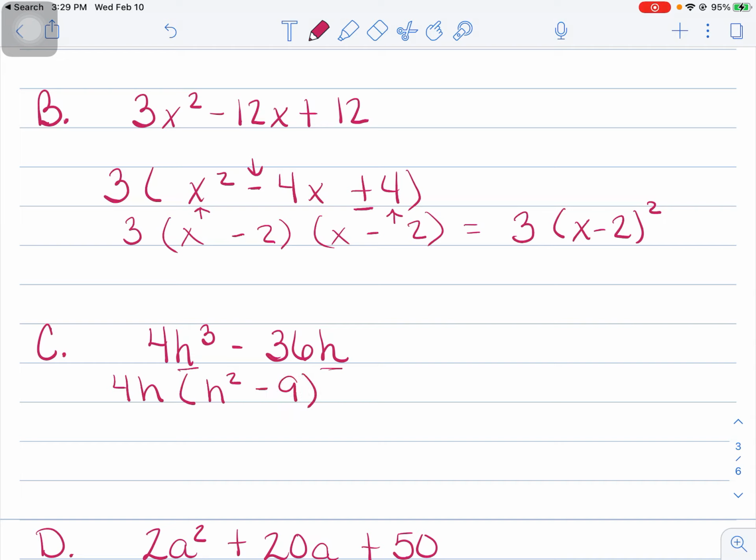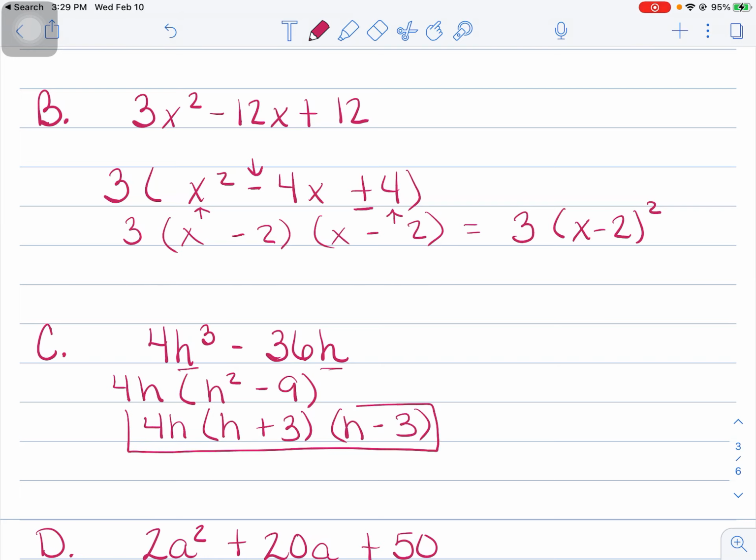Then I look, oh, this is a difference of squares. I'm going to go ahead and put my two binomials, bring my greatest common factor down, have an h and an h, a 3 and a 3, no middle term, so one's positive and one's negative. This is my final answer.